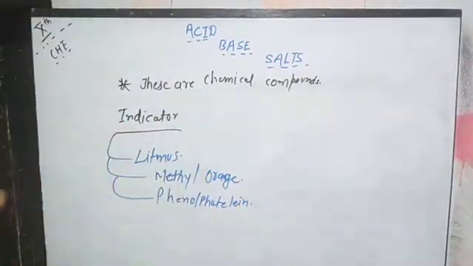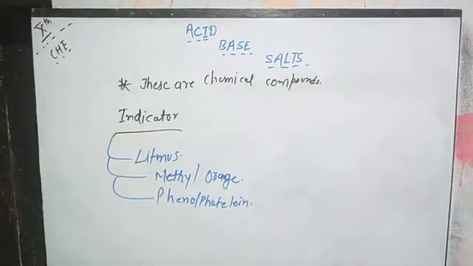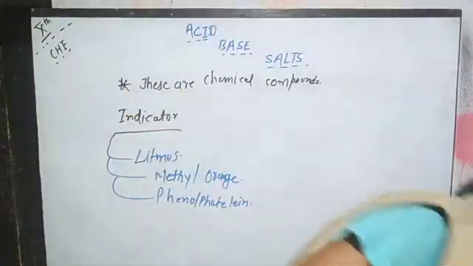Now we will see how these indicators behave when we put these three indicators in an acidic solution or in a basic solution. Then what is their reaction, or what do they give us in return? So we will test them one by one. So let's start with litmus. How does litmus behave when we put any solution on it?